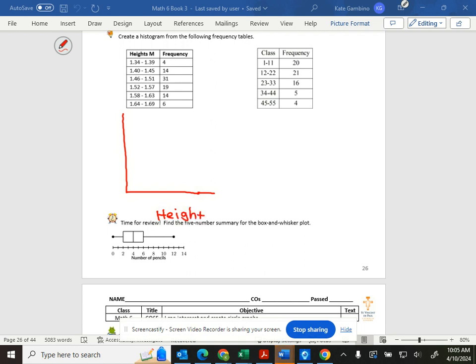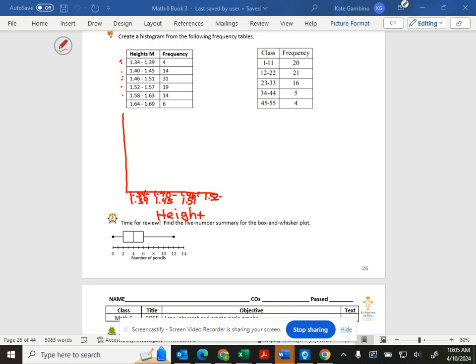And then I'm going to put my heights in order across the bottom. So I'm going to have 1.34 to 1.39. Then I have 1.40 to 1.45, 1.46 to 1.51. I'm just taking it right from here.